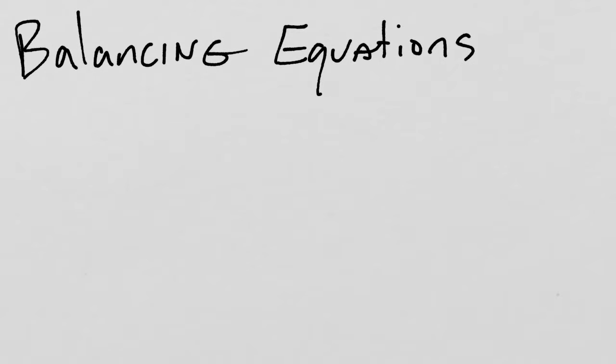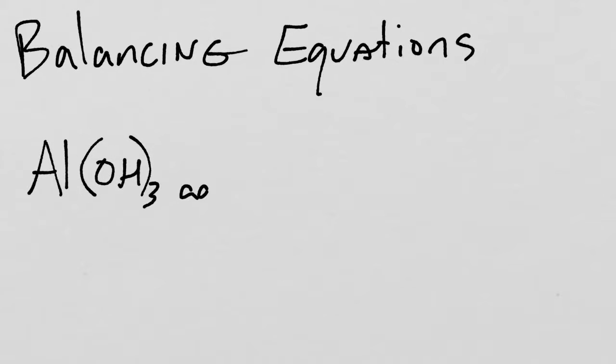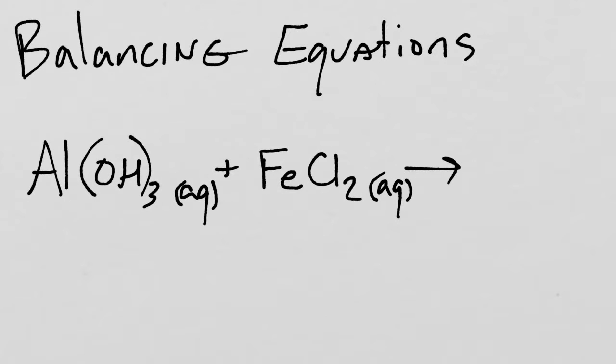So let me just make something up here. Let's say that we have aluminum hydroxide, and this is an aqueous solution, plus, let's say, an iron 2 chloride, and this is also aqueous. Now, with double displacement, we're going to get aluminum chloride. Let me reduce the size of this here.